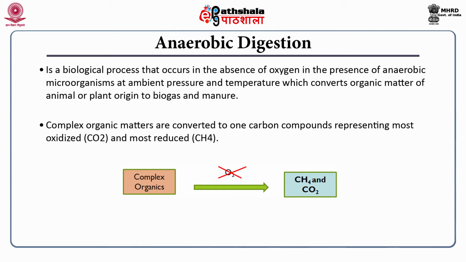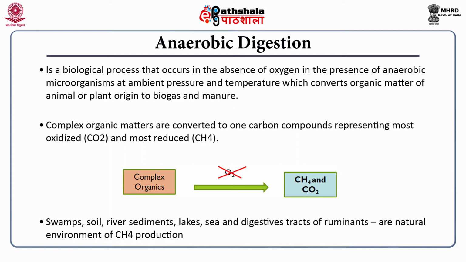The biogas is a clean and efficient fuel which is used for cooking, lighting, water pumping and other power applications. There are natural environments of methane production, like swamp areas, river sediments, lakes, seas and the digestive tracts of ruminants. So, anaerobic digestion occurs naturally in those places.